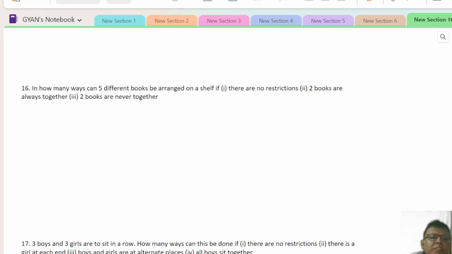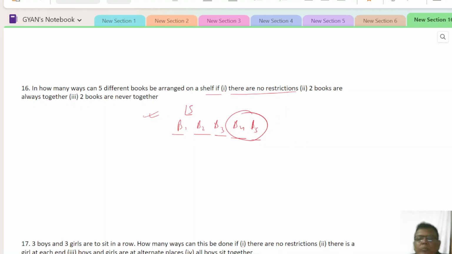Now come to question number 16. In how many ways can 5 different books be arranged in a shelf? There are no restrictions. So 5 different books, no restriction, factorial 5. So factorial 5 will be the answer. And the two books are always together. So book one, book two, book three, and the two books, book four and book five, will always be together. So that is factorial 4.